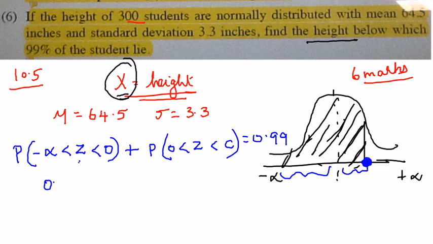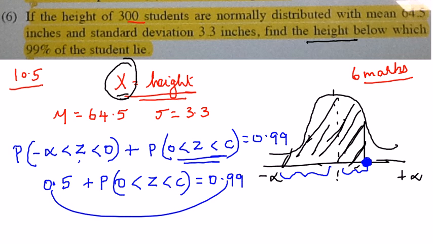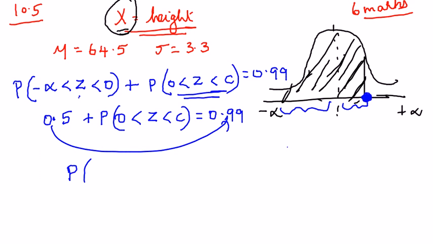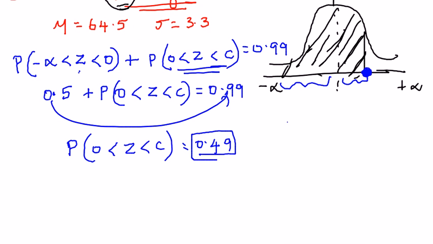You know that this value is 0.5 plus this we don't know. So let's write it as it is. So let's take 0.5 to the other side here. So you get 0 less than z less than c is equal to 0.49. So now you have to go and look into the area table in your normal distribution area table for what value of z you get the value as 0.49. But typically in the exam this will be given to you directly. So you need not worry. You will get the value of c as 2.33.